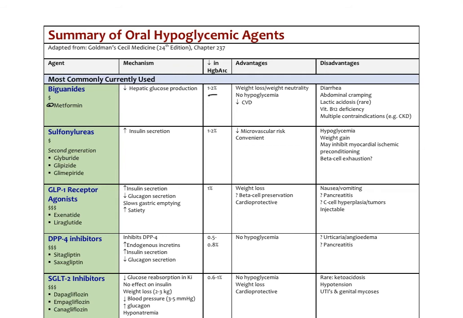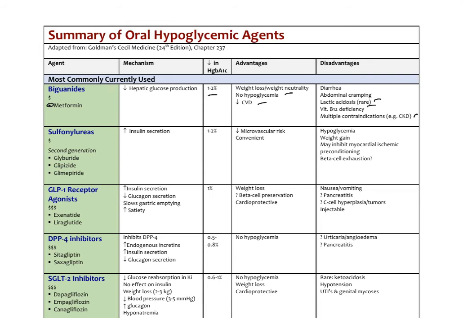And the advantages are weight loss or weight neutral, no hypoglycemia, and it potentially decreases cardiovascular disease risk. Disadvantages: lactic acidosis, the big one, and vitamin B12 deficiency. And then contraindications in chronic kidney disease after stage 3, so starting 3B, stage 4, stage 5. So GFR under 30.